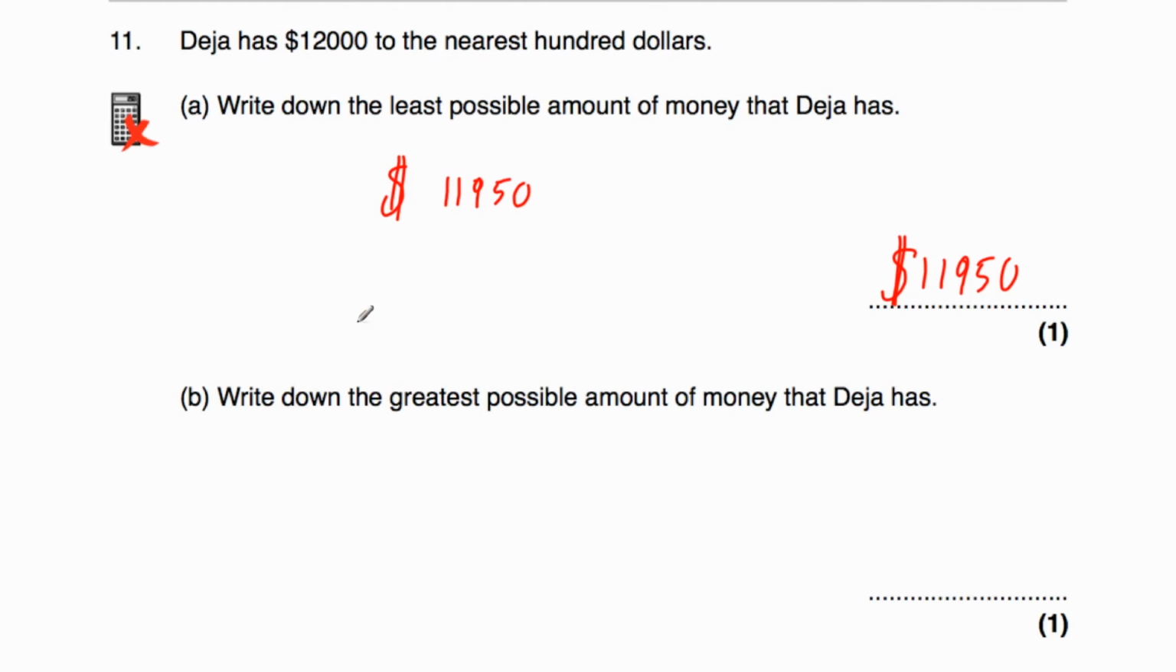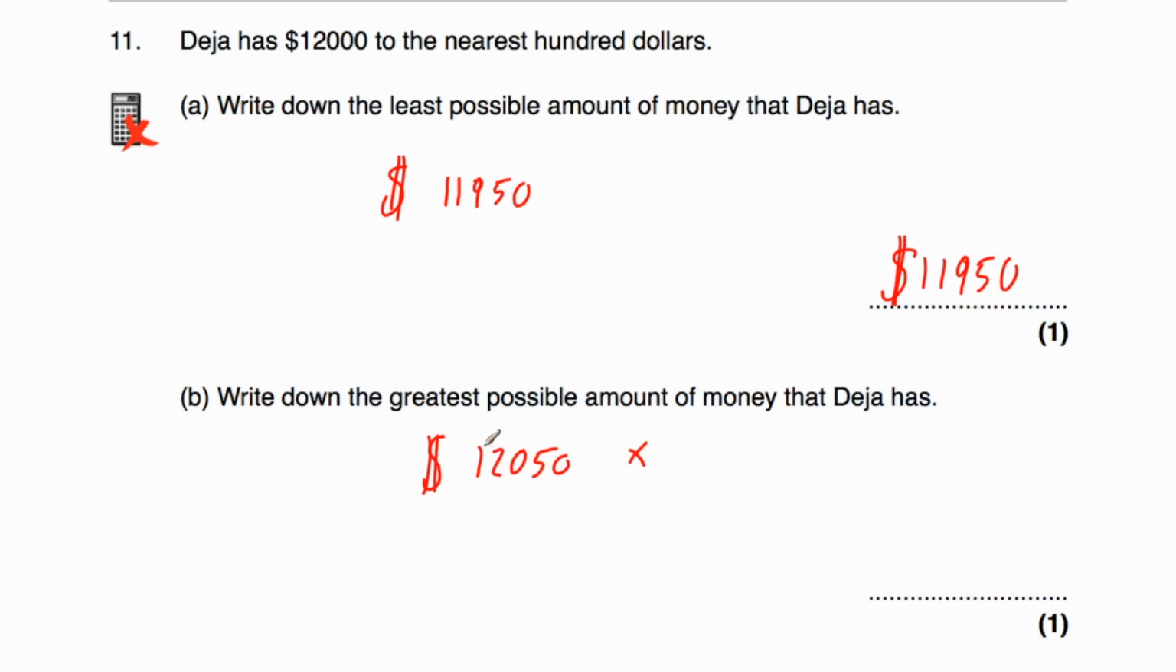Okay, part B. Part B says write down the greatest amount of money that Deja has. So, what's the greatest possible amount of money that she could have? Well, it says it's been rounded to the nearest $100, and the answer is 12,000. So it hasn't rounded up to be 12,100, because if we had $12,050, now if we had that amount of money and we rounded it to the nearest $100, it would round up to be 12,100.